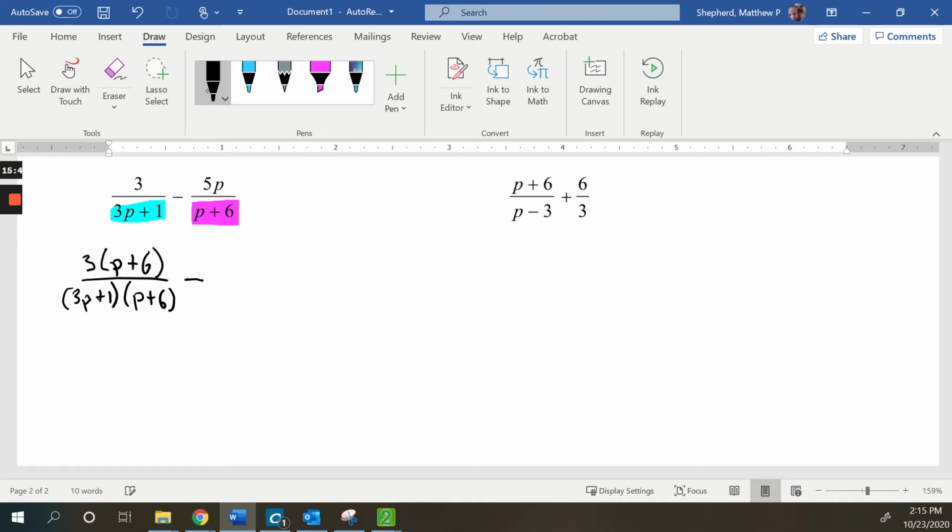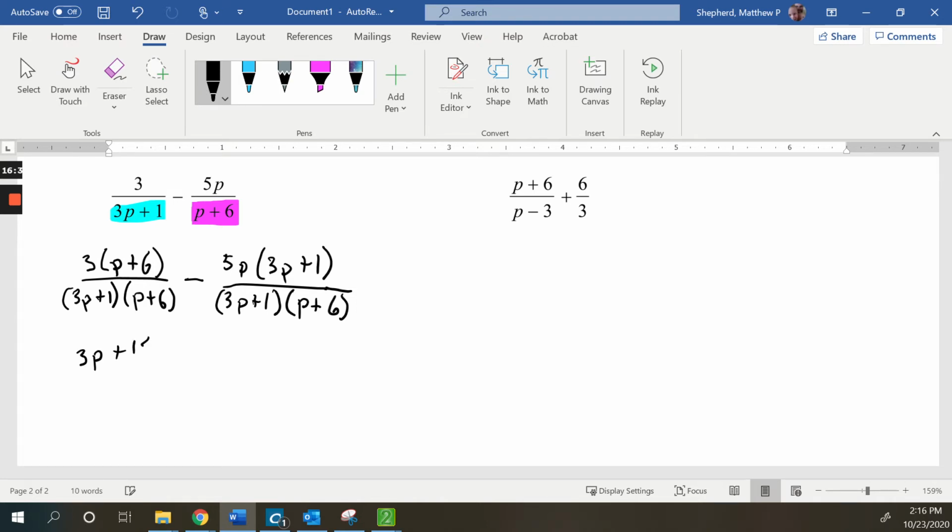Okay, now minus, and then we need the right side fraction to have the 3p plus 1. So we're going to have 5p multiplied by 3p plus 1 all over 3p plus 1 multiplied by p plus 6. All right. So now that we've done that, both of our denominators are exactly the same. They have the same factors. Essentially, we just took the denominator of the opposite one and multiplied it to the numerator and denominator of the opposite fraction. Okay. So now, let's write this out.